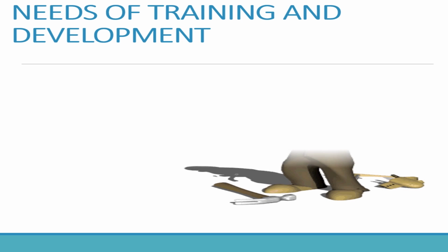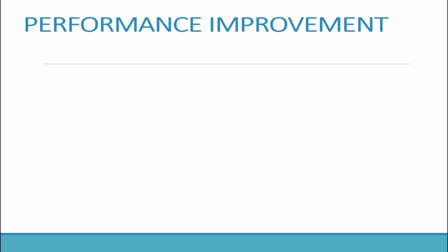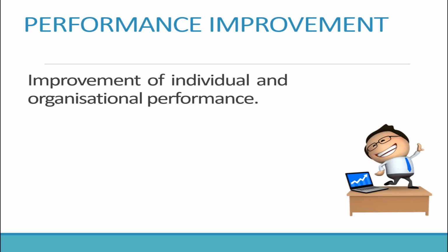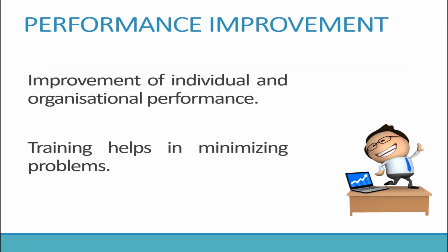Now, why is it so important for an employer to train and develop employees in this contemporary era? Let's take a look at these points on the need for training and development of employees. First one is performance improvement. The main purpose of training is to improve individual and organizational performance. When employees are unable to perform in accordance with expected standards due to deficiency in skills, training often becomes instrumental in minimizing those problems.